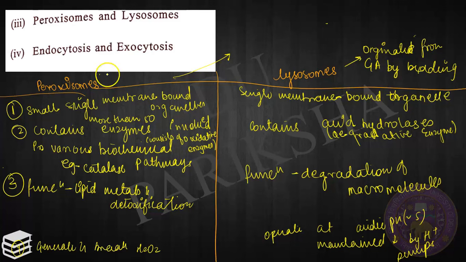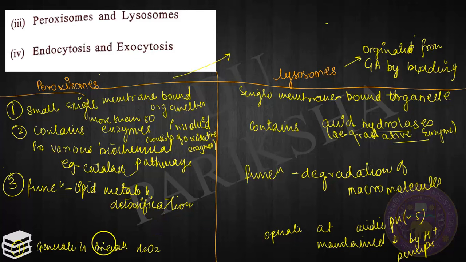Write the difference between peroxisomes and lysosomes. Peroxisomes are small membrane-bound organelles, while lysosomes are also single membrane-bound organelles. Peroxisomes contain more than 50 enzymes that are involved in various biochemical metabolic processes. Usually they contain oxidative enzymes, for example catalase, and lysosomes contain degradative enzymes, acid hydrolases. What is the function of the peroxisome? Peroxisomes are involved in lipid metabolism and detoxification.